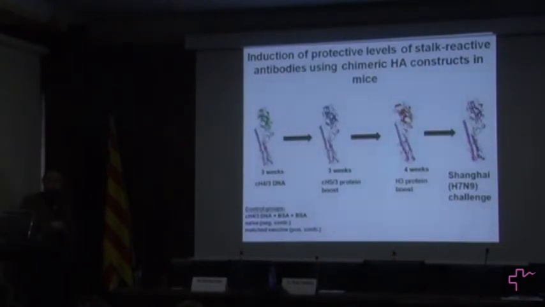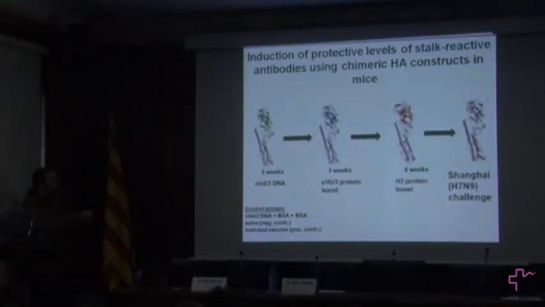So we were able to find that you can actually change the heads of the hemagglutinin without changing the stalks, and this results in a functional hemagglutinin and even a functional virus. If we try to produce the stalk alone, the stalk falls apart. You don't get the right conformation. But these chimeric HAs can be produced.